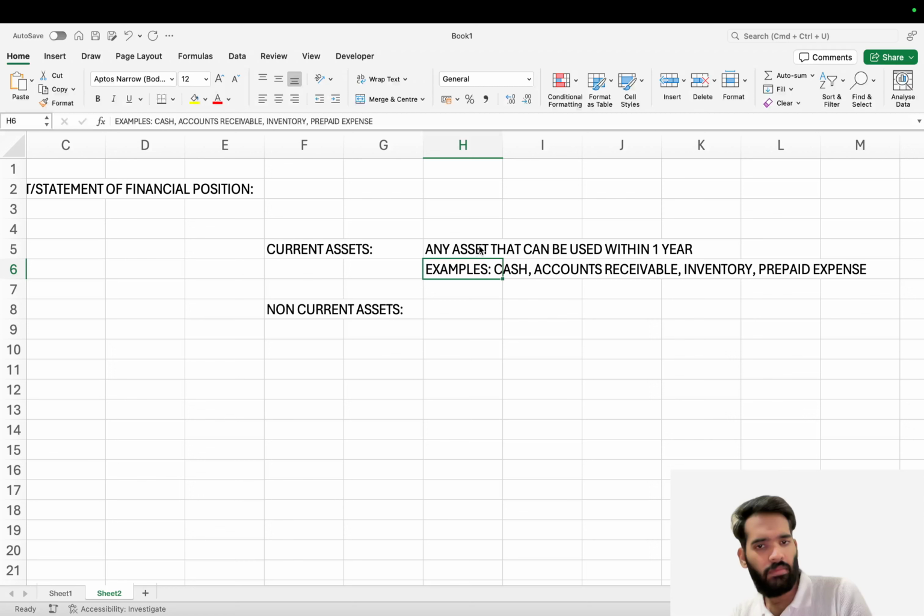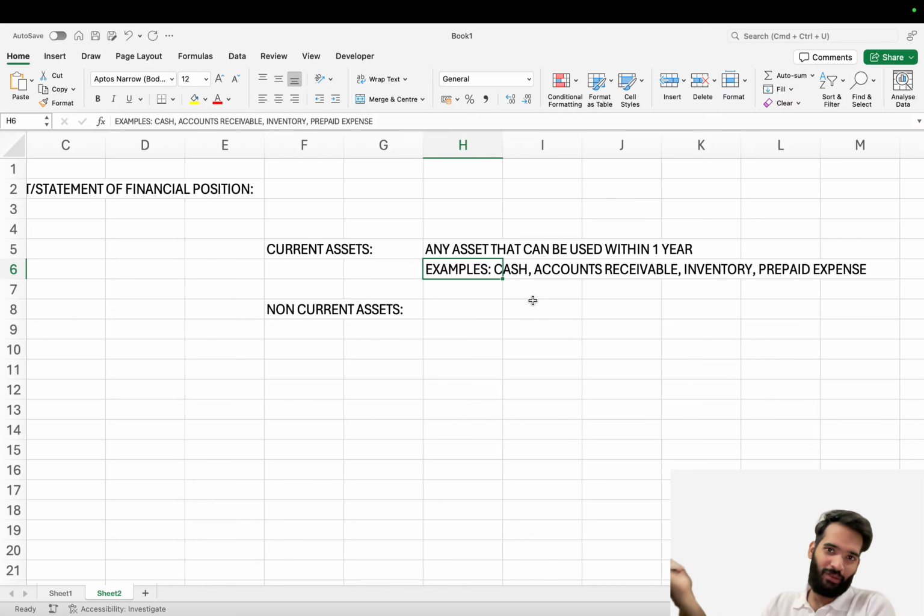So usually again, cash, you can use it right now. Accounts receivable, you'll receive the money within 1 year. That means it has been used. Inventory, you'll sell it within 1 year. And of course, prepaid expense. Normally, we don't pay for more than 1 year in advance of any expense. So that I will say will be a little bit better definition for you.